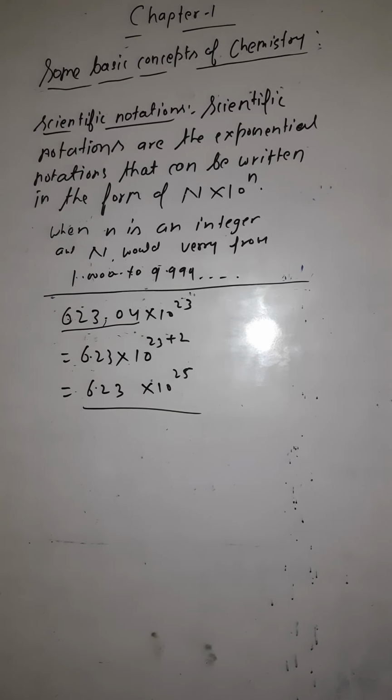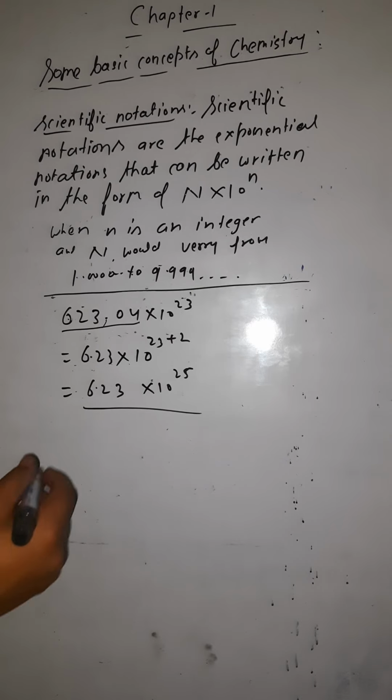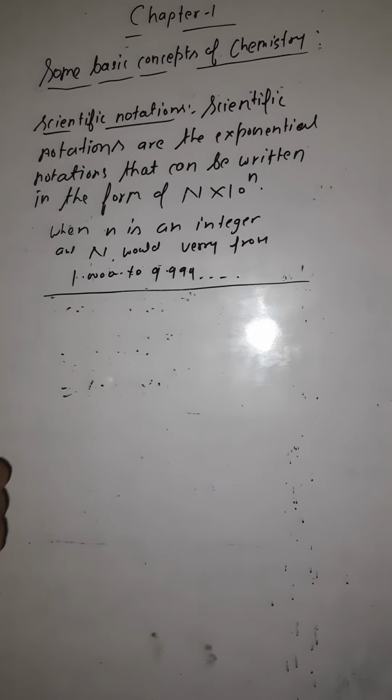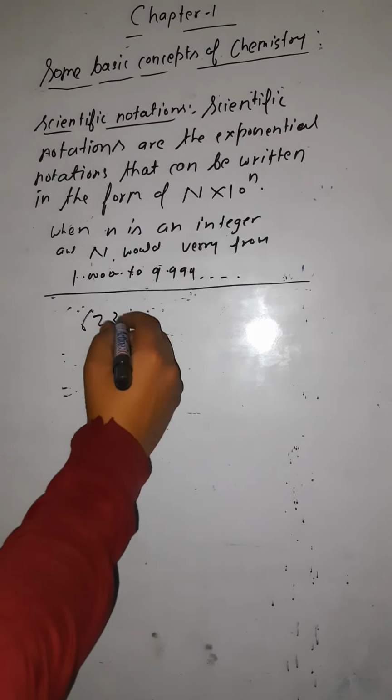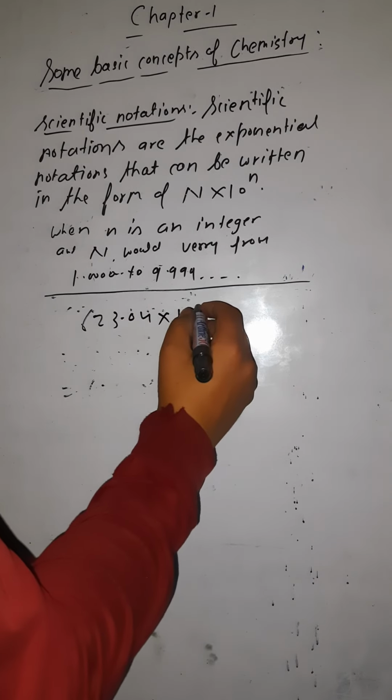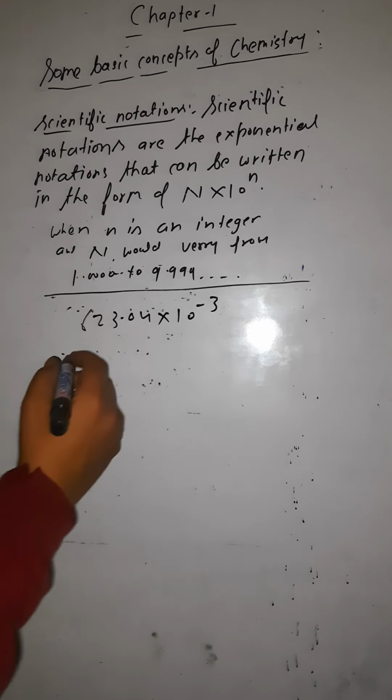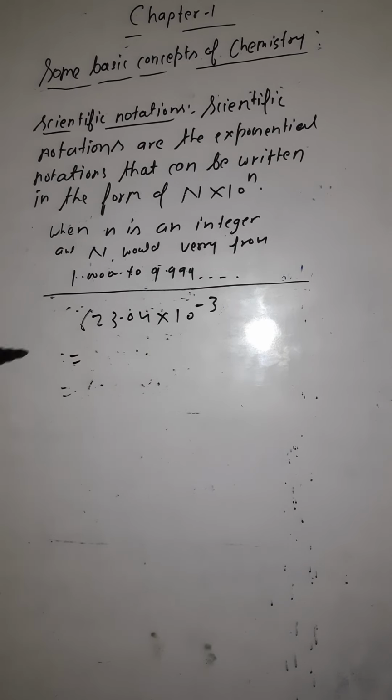Okay, let me give you some more here. Let's say suppose it is 623.04 multiplied, let's say it is 10 to the power minus 3. So how to write this in scientific notation?